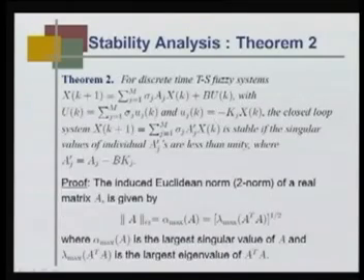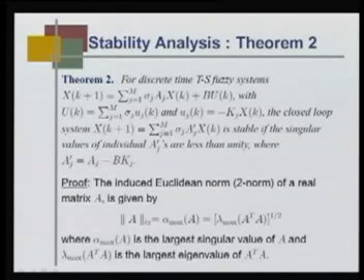This is the theorem. Stability analysis, theorem 2. For the discrete time T S system x k plus 1, this is my T S system with common input matrix, with u k given in terms of fuzzy blending of individual control actions, and the control action is taken in such a way that individual subsystems are stable, then the closed loop system x k plus 1, which is given by this, is stable if the singular values of the individual A j dash are less than unity, where A j dash is A j minus B k j.